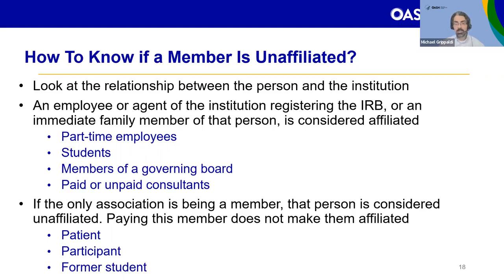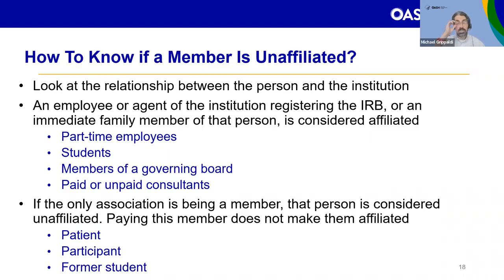Now, paying an unaffiliated member for their services on the IRB does not make them affiliated, and it does not cause a conflict of interest. So this is a small nuance here, right? If you're an employee and you're paid as an employee, you're affiliated. But if you're paid for your role as a member on the IRB, you're not affiliated. Like most things in the IRB world, this is a very fact-specific determination, but we do provide some details and descriptions to help identify who is not affiliated.